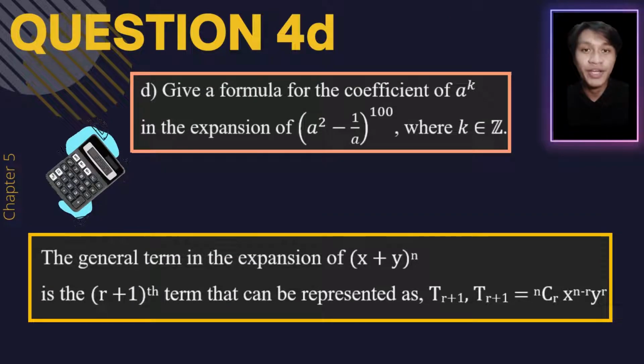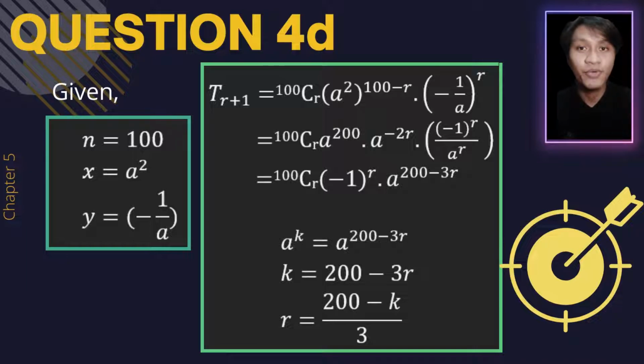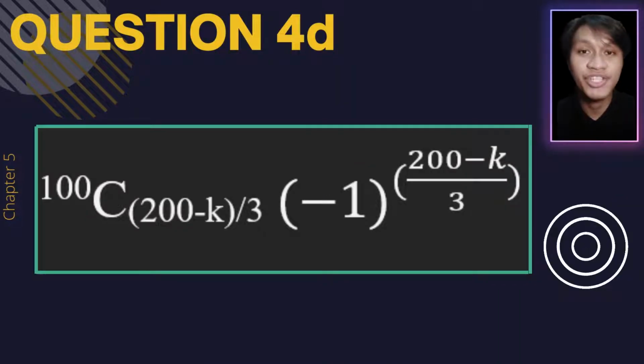Lastly, for part D, we are required to give a formula for the coefficient of a to the power of k in the expansion given. In order to do that, we need to refer to this formula and substitute the values accordingly. As we substitute the values, we can simplify the equation obtained and do the comparison, since our goal here is to find the value of r. At the end of the calculation, we can express the formula in this form.